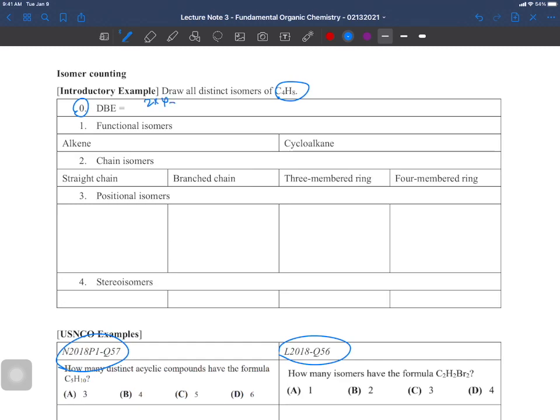I can explain later why we need to calculate DBE. So we just follow the formula (2x + 2 - y) divided by 2. You will see it's actually 1. What does it mean? It means there is either a C=C double bond or a ring. This is why I urge you to calculate DBE first.